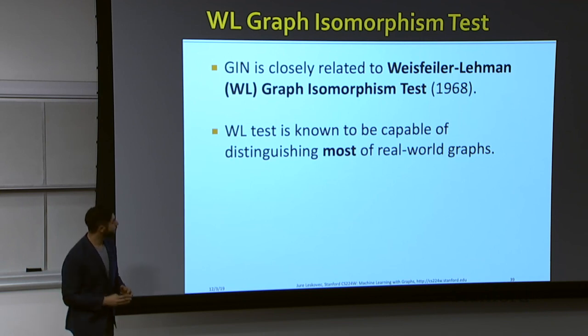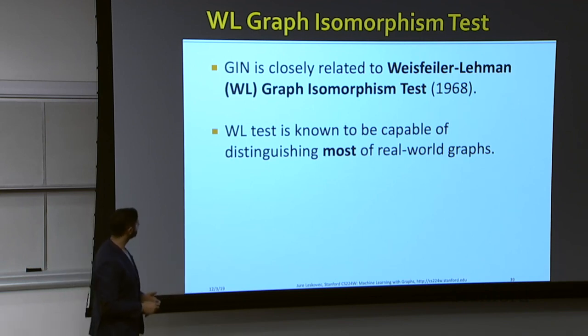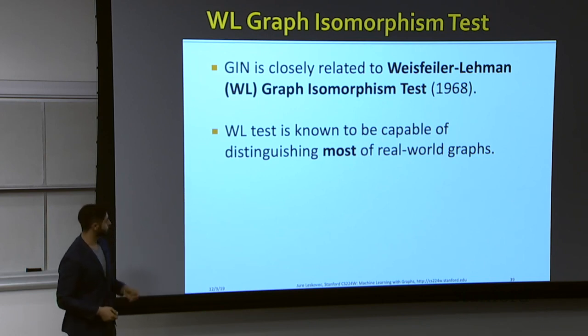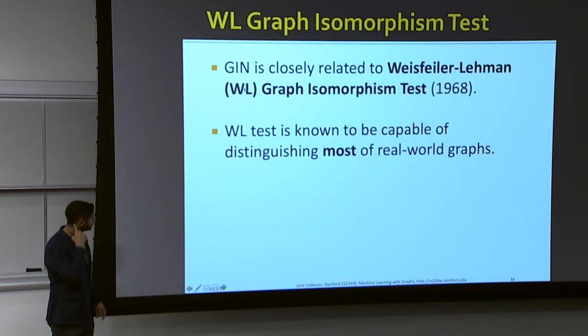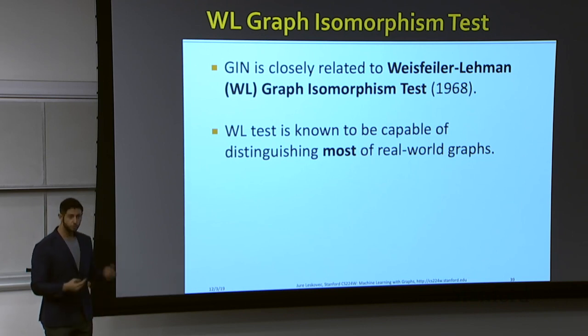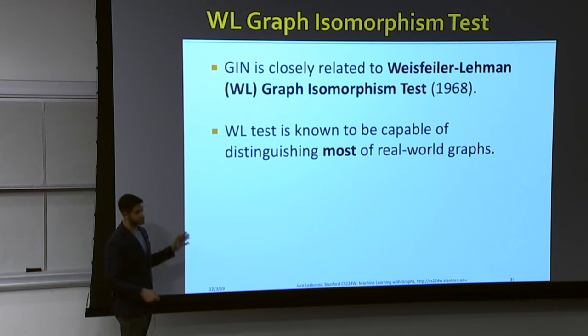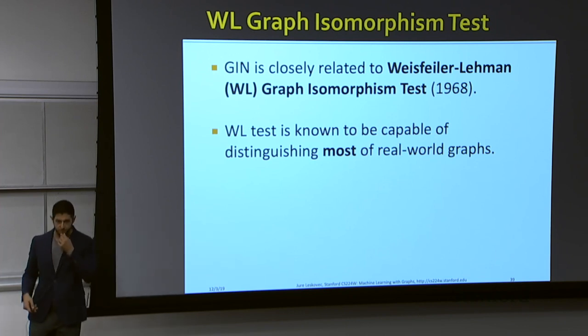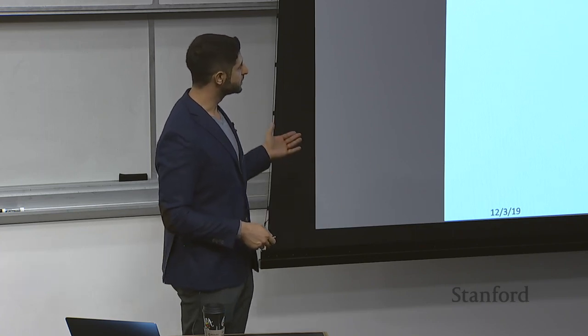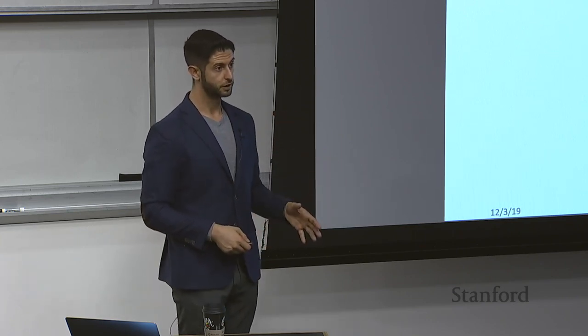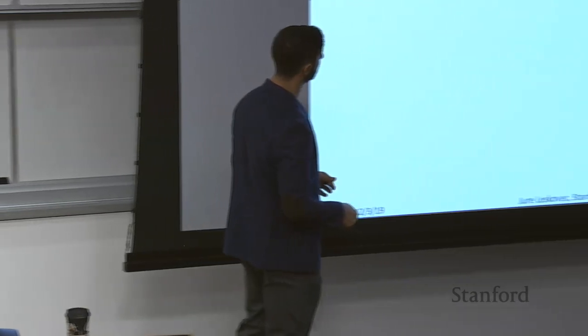The way in which GEAN has been conceived is very closely related to the Weisfeiler-Lehman graph isomorphism test, which we're going to be calling the WL test from now on. This test is more than 50 years old today. It's extremely well known and used by everyone who works with graphs. The reason is its complexity is in the order of the number of edges, so it's a relatively cheap and efficient test to run on graphs, and it's extremely capable, and it distinguishes most of the real-world graphs. That's why it has been adopted and used for so long.